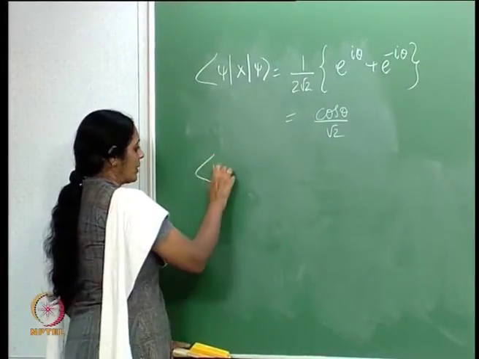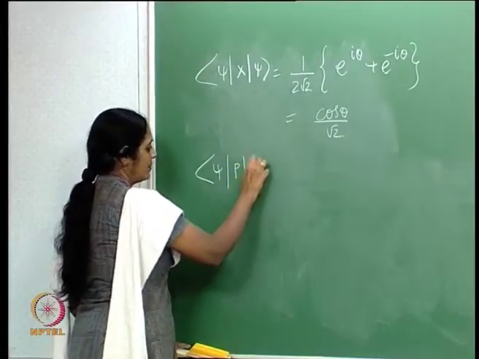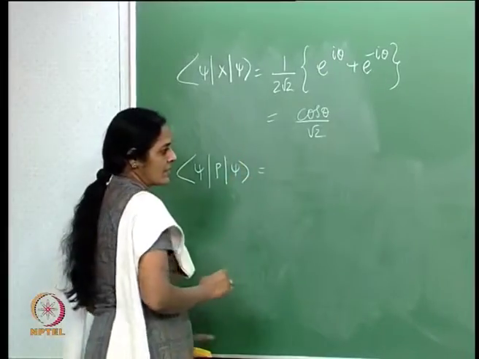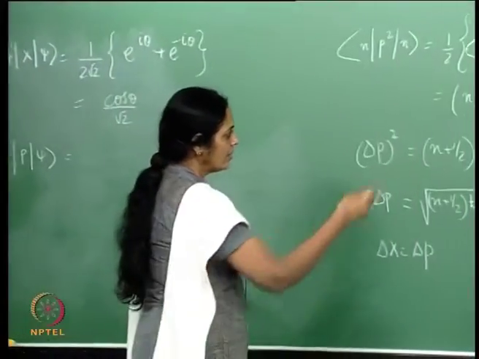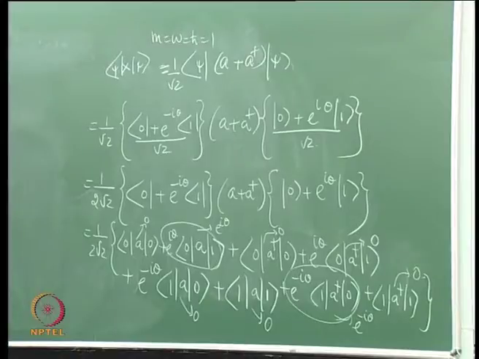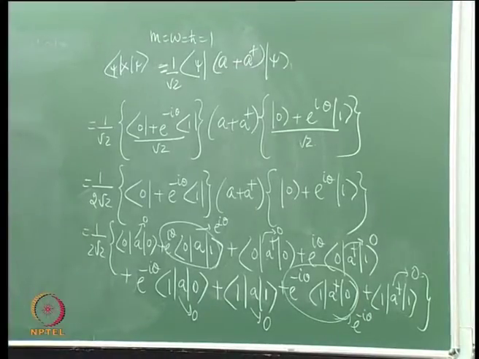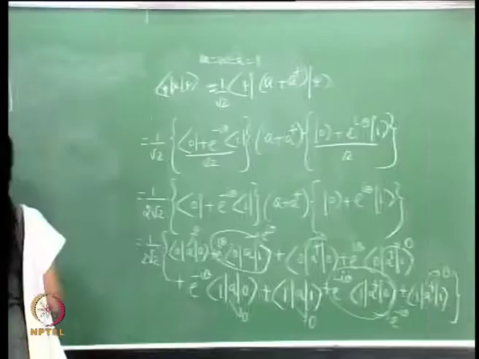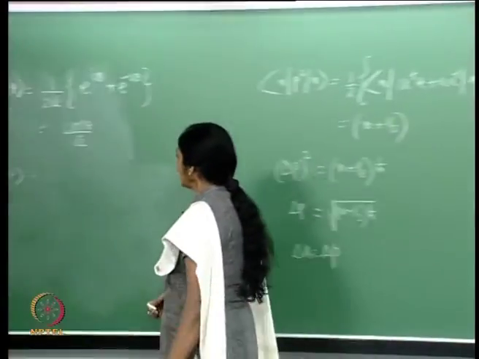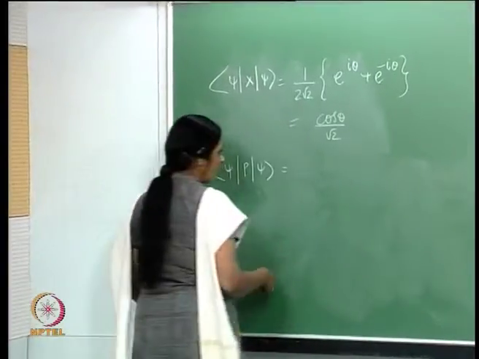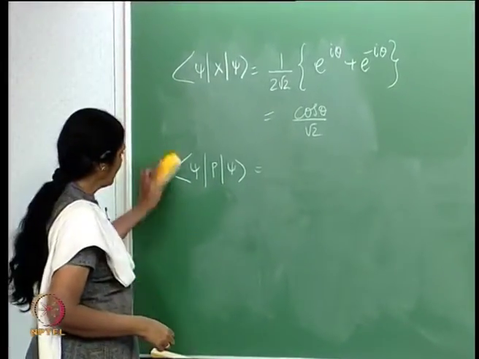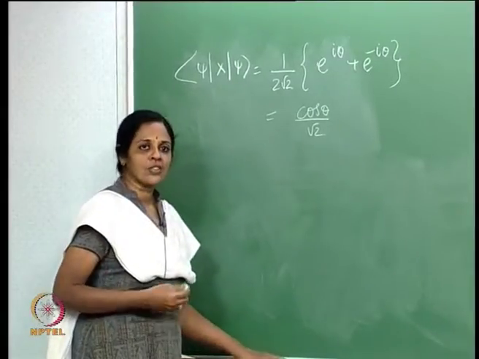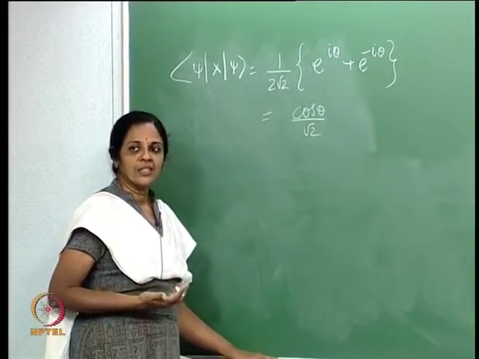What about psi p psi? I can repeat this argument and expand, putting in the appropriate values, the appropriate operators for p. I leave that as an exercise. That is again non-zero. So, here is a state where expectation x is not 0 and expectation p is not 0.